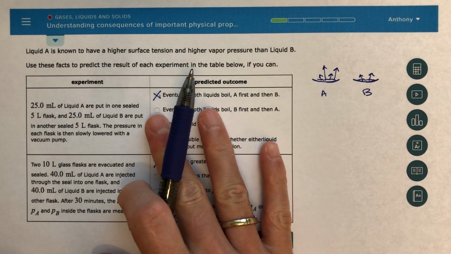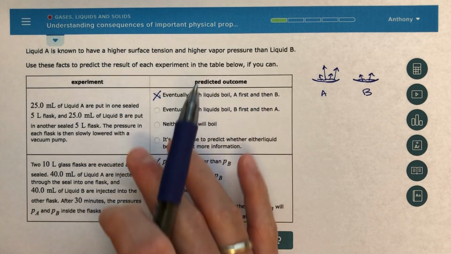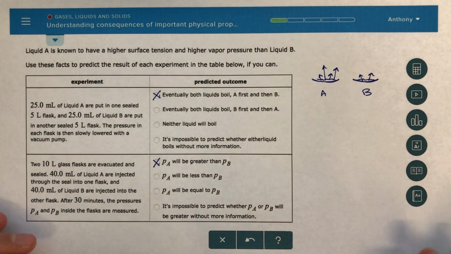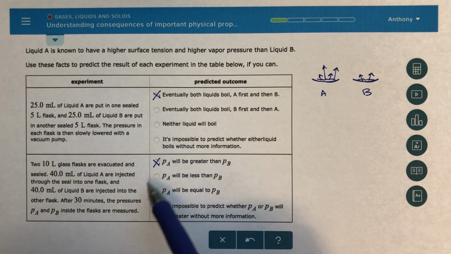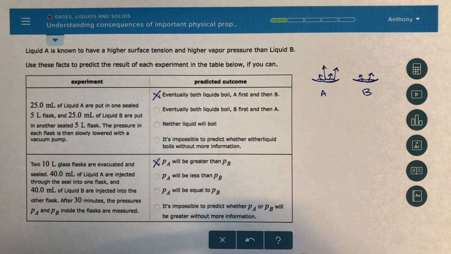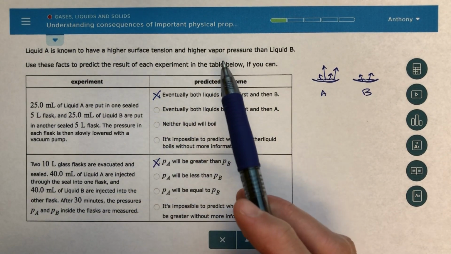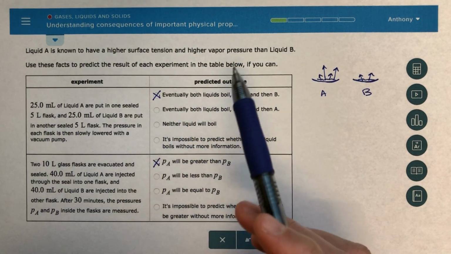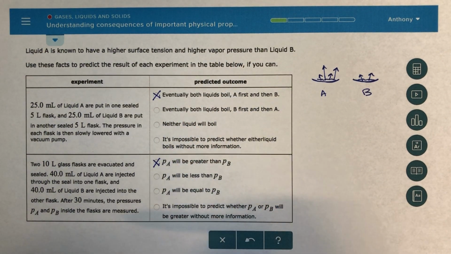So if you get one that's like this and these properties seem contradictory, check with the experiments to figure out which property they're related to. These were both related to the higher vapor pressure, so I was able to answer the questions just based off of that. And I didn't have to worry about the higher surface tension, but yeah, hopefully that's helpful.